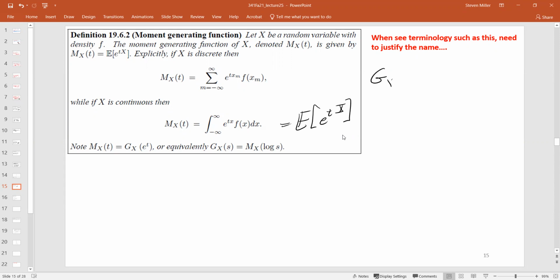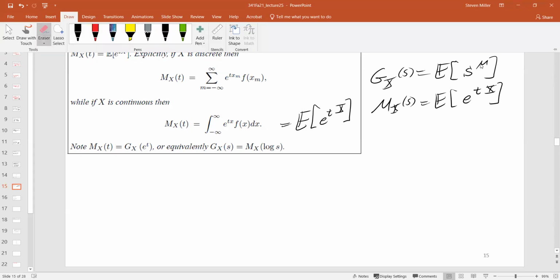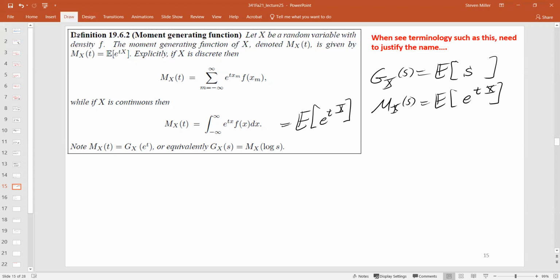The generating function of x at s was just the expected value of s to the m. The moment generating function was the expected value of e to the tx. Oops, that should not be m. That should be s to the x. So it tells you there's a really nice correspondence between generating functions and moment generating functions. Basically, s goes to e to the t. It's a simple change of variable. It's not a big deal.